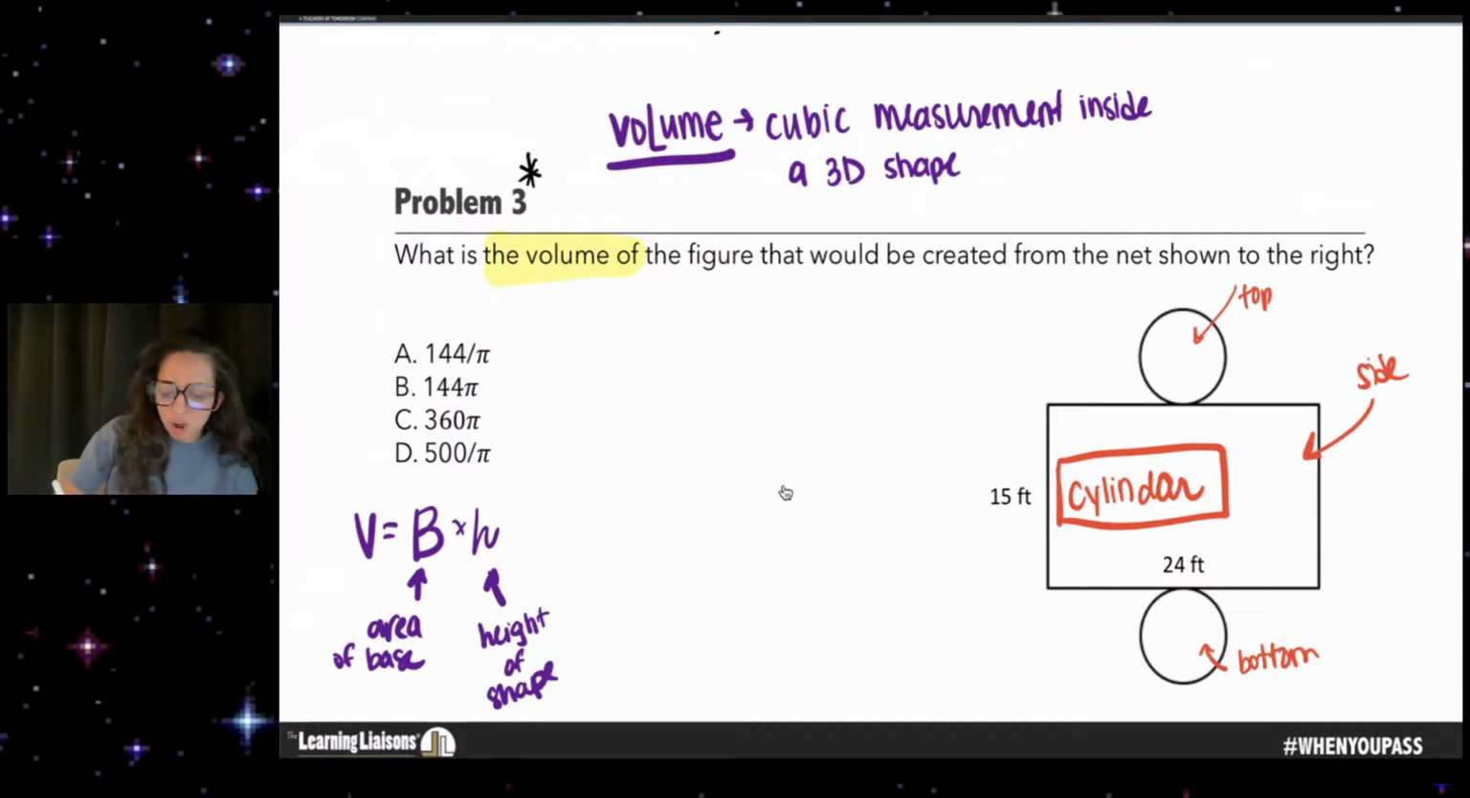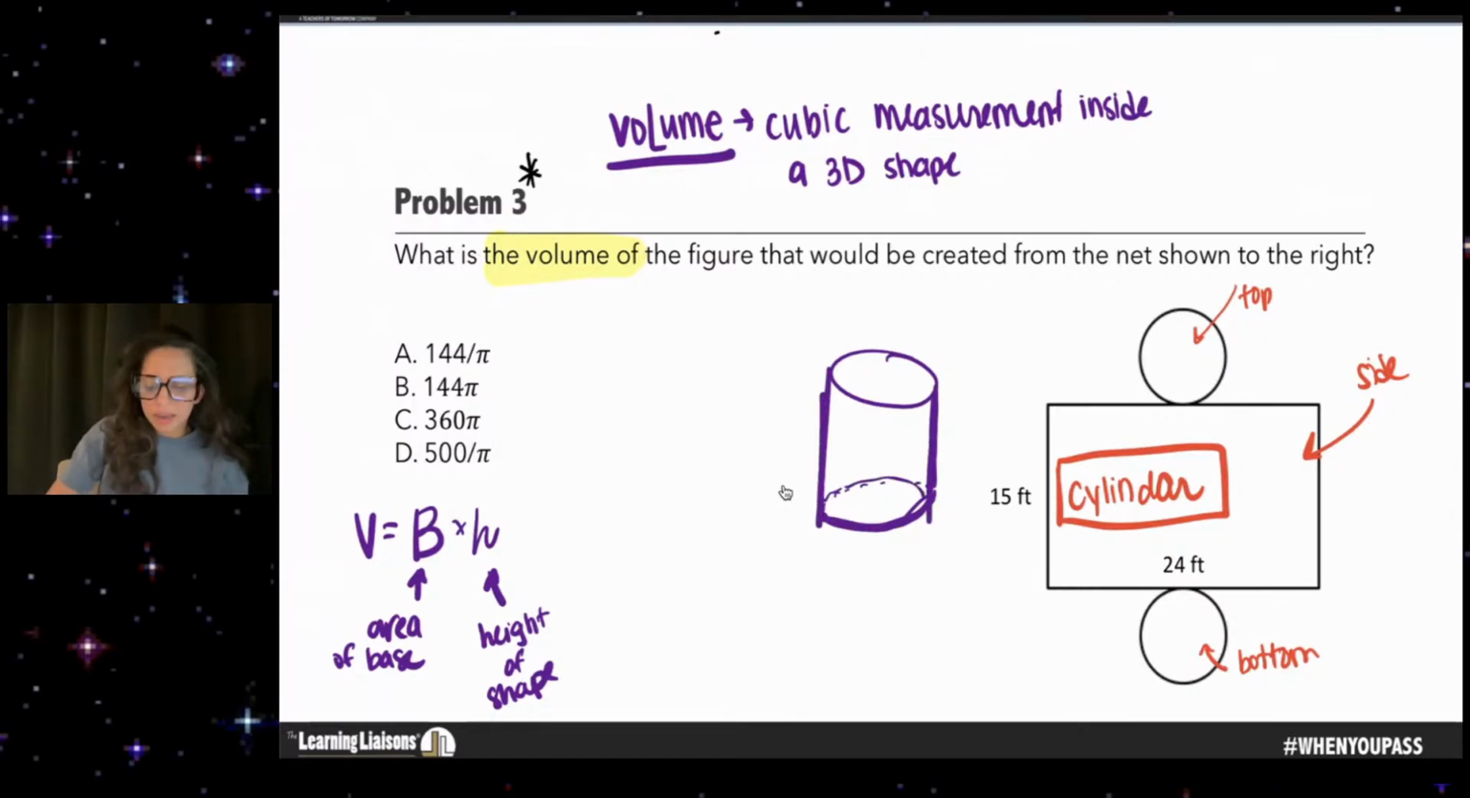Now, if I were to draw a cylinder, there's my cylinder. The area of my base would be my circle, right? So either one or the other. And this would be the height right here. Well, what is this in relation to my picture right here? The 15. There's my H right here.